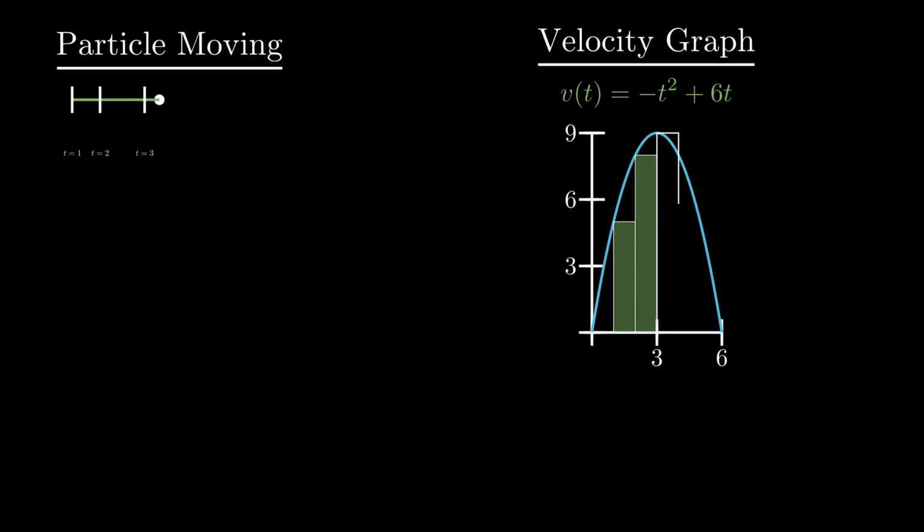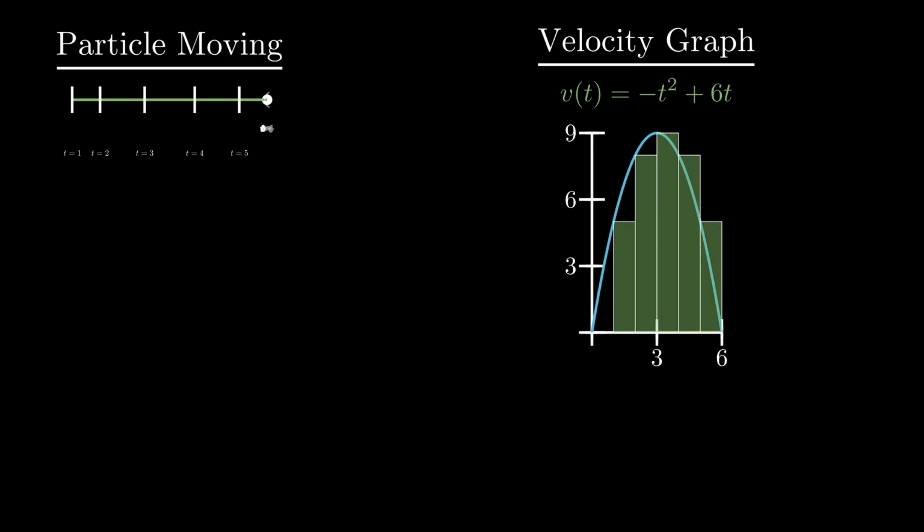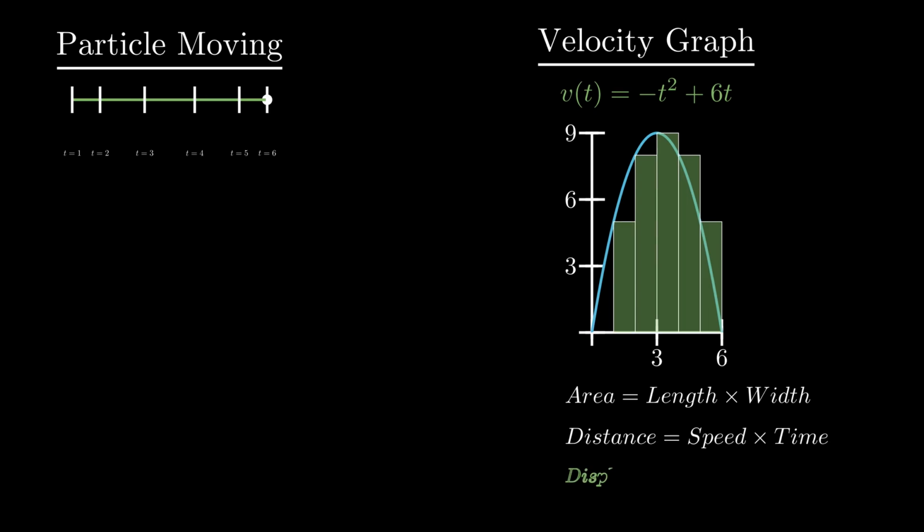What we could do is consider 1 second time frames and assume that the speed remains constant for the entire second. This would become an area problem. The reason this becomes an area problem is because distance is equal to speed times time, or specifically in this context, displacement is equal to velocity multiplied by time.